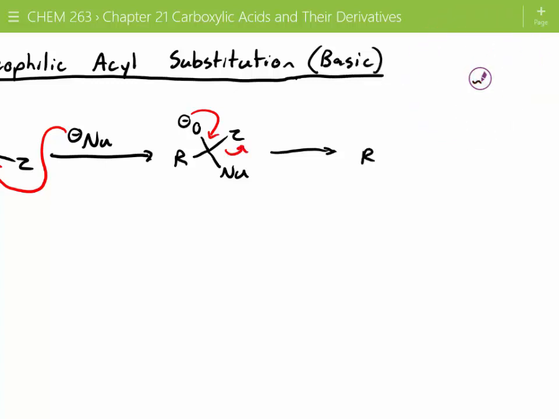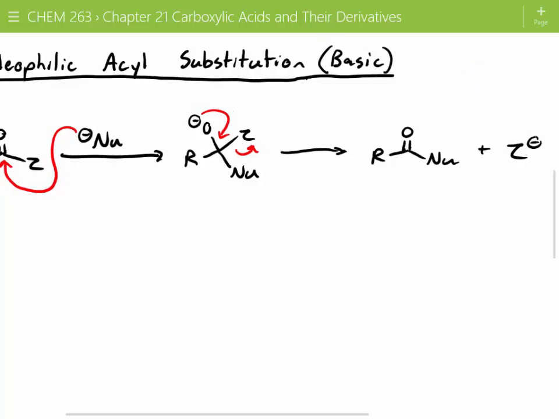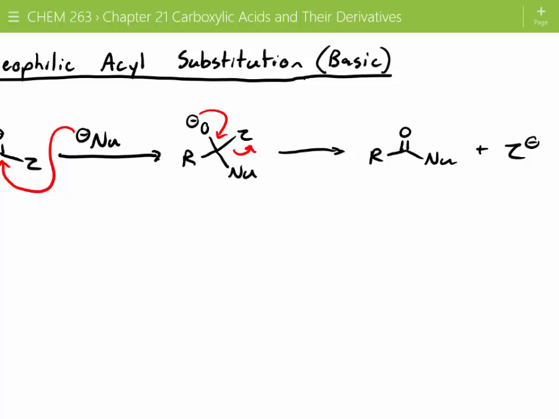And so that's why I was saying you can view reactivity of these in terms of how stable Z is as a leaving group. The more stable Z is, the more reactive your carboxylic acid derivative is going to be.